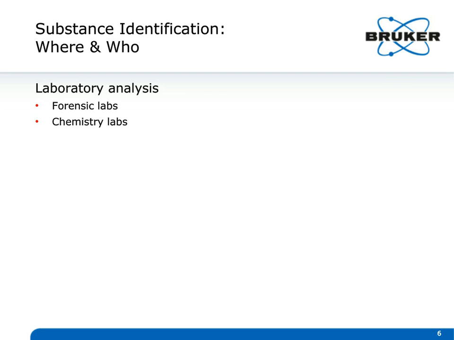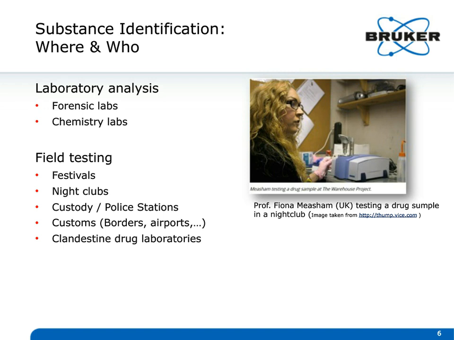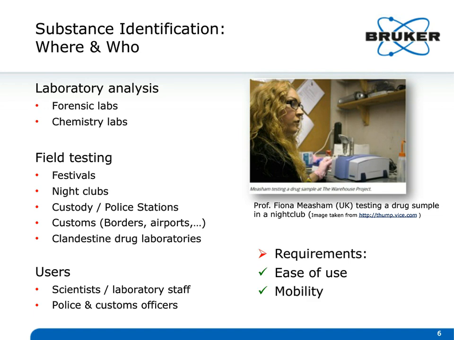So who does the analysis? You can do the analysis in a forensics lab where you bring the evidence back. You can do them in chemistry labs. You can also do them in the field. So at festivals, nightclubs, you can see Professor Measham there testing a drug at a nightclub in the UK. Again, these systems are intended to be extremely easy, highly mobile, and highly accurate in doing the identification of unknowns. So you can be an expert or a scientist such as myself, or you can be someone who might sit down literally and collect their first infrared spectrum and reliably be able to use it to obtain a good result.